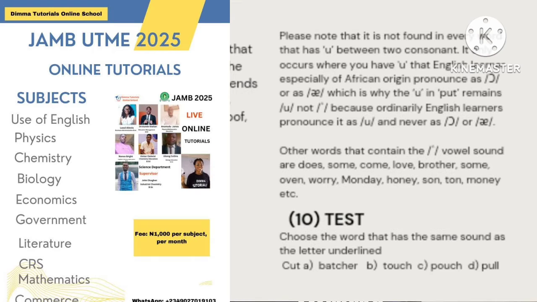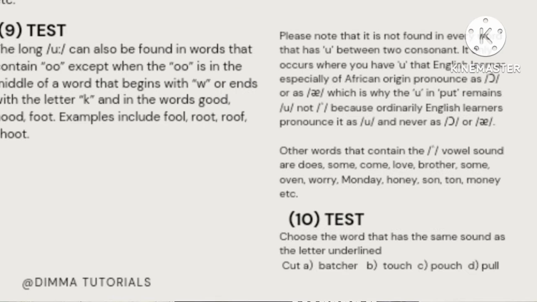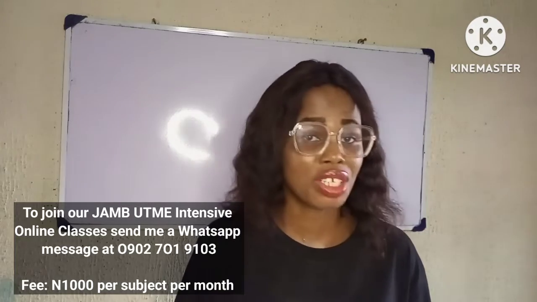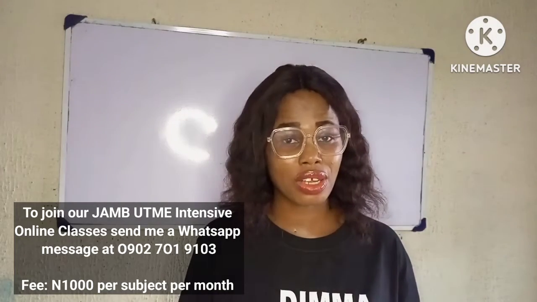The correct answer is option B, touch, okay? Now, option C is not correct, okay, because the OU in pouch is not ordinarily pronounced as R by English learners, especially Nigerians. We always pronounce it as pouch and not as pouch. So that's why the correct answer is option B, touch, okay? Touch, not the pull. All right, now let's answer some questions from the past questions, okay?